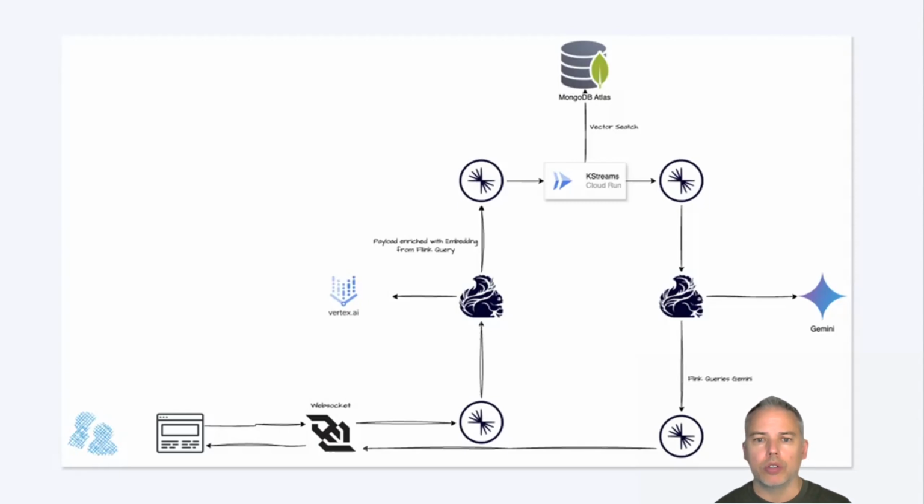In this case, user input flows through a WebSocket into Confluent Kafka. Flink enriches the message and calls Vertex AI to generate embeddings. A vector search is done against MongoDB Atlas to find the most relevant context. And then that context, along with the original query, is passed to Gemini via the Vertex AI for response generation. That result is then streamed back, enabling a fully real-time serverless RAG architecture.